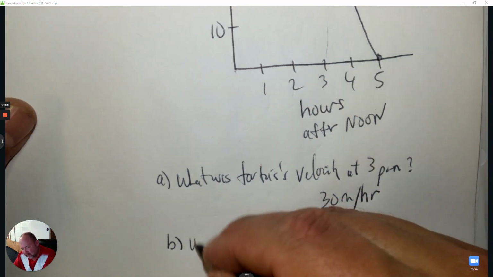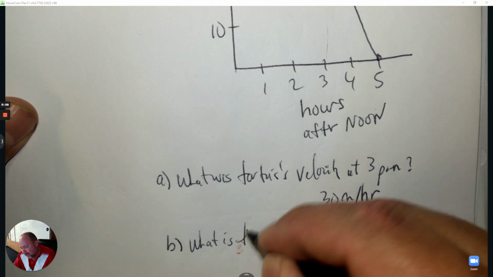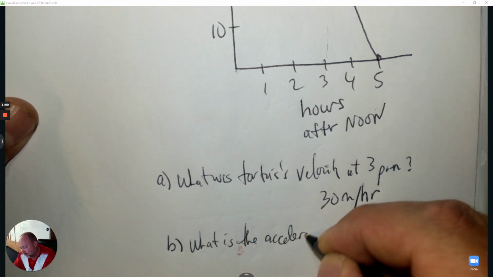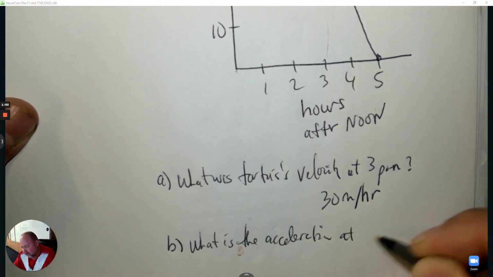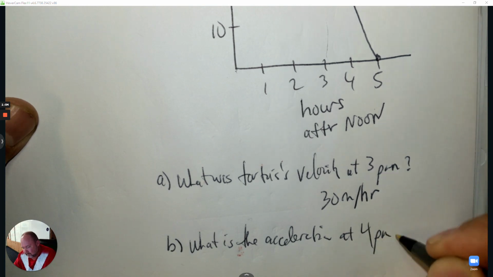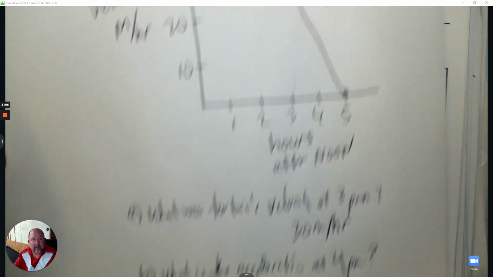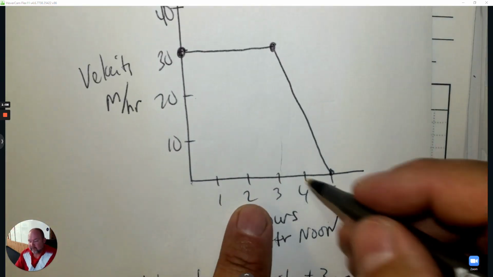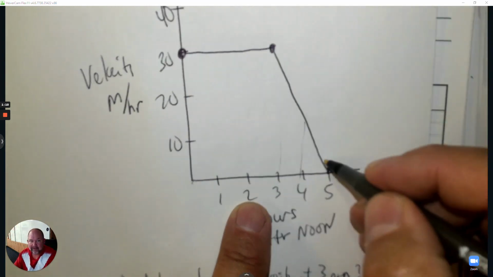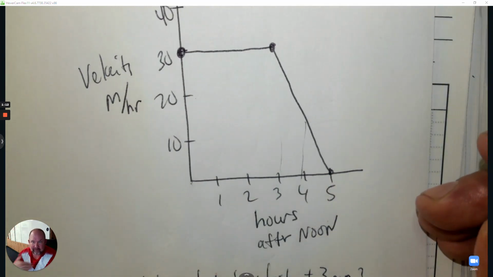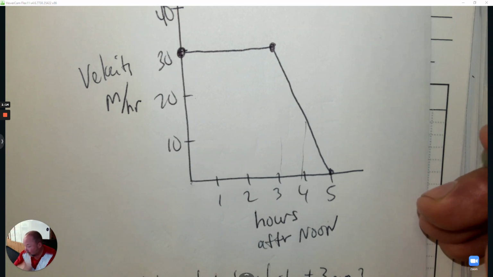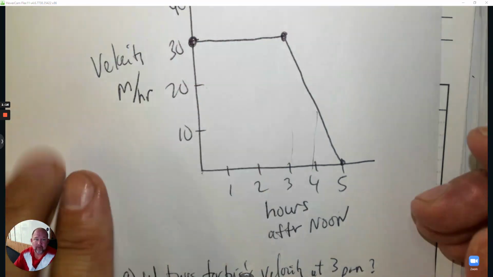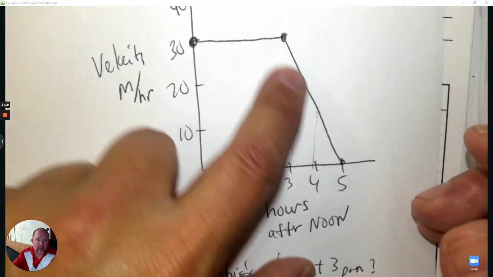Let's see, what's another question? They could ask for acceleration. What is the acceleration at 4 p.m.? Well, at 4 p.m., if I go to the graph, it's in the middle of a line, and this is what's important to recognize. Acceleration is the derivative of velocity. So off a graph, derivative means slope. So what's the slope of this line?